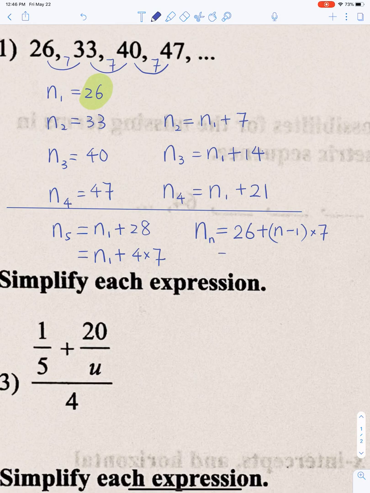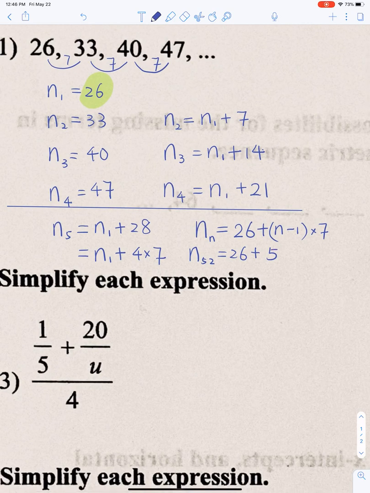So equal to 26 plus, we want to know N52, 26 plus 52 minus 1, which is 51, times 7.